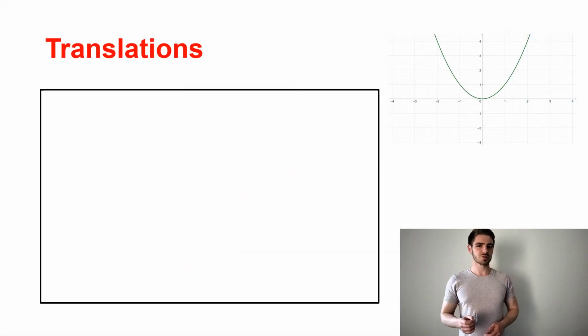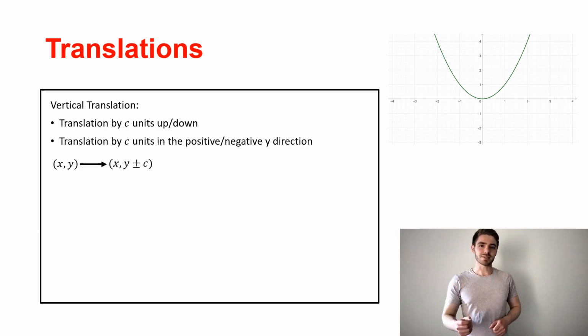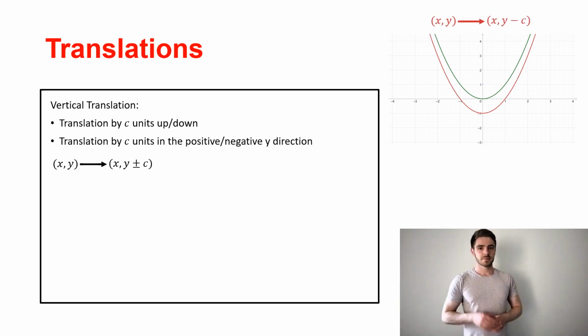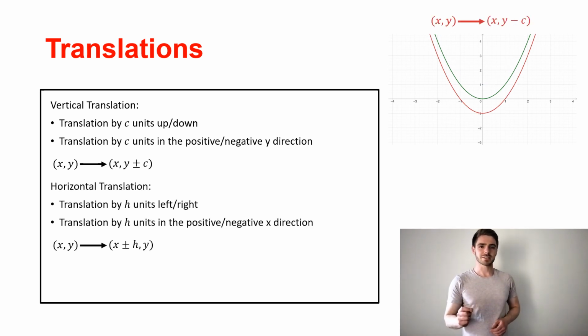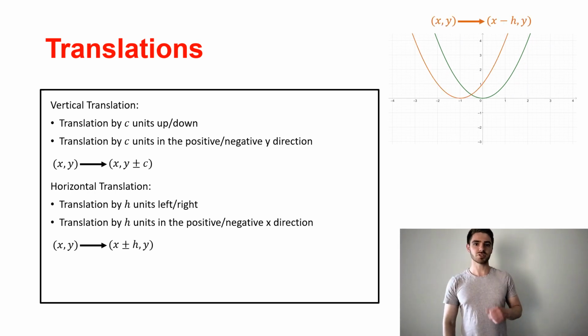Translations simply move a graph in any direction. It could be up, down, left or right. Okay, so vertical translations are applied by adding or subtracting from the y value. If you add, the graph goes up, and if you subtract, the graph goes down. In contrast, horizontal translations are applied by adding or subtracting from the x value. If you want to go to the right, then you add, and if you want to go to the left, then you subtract.